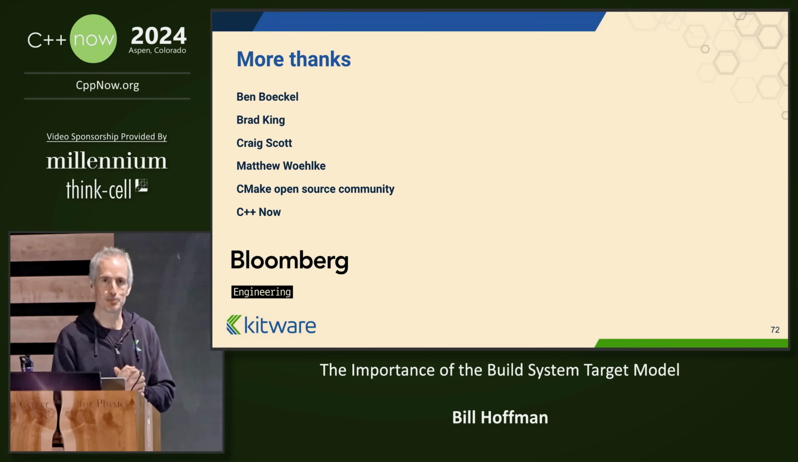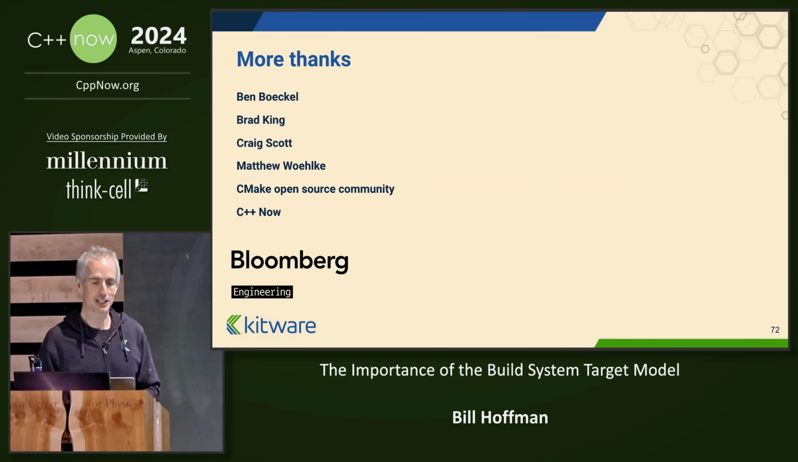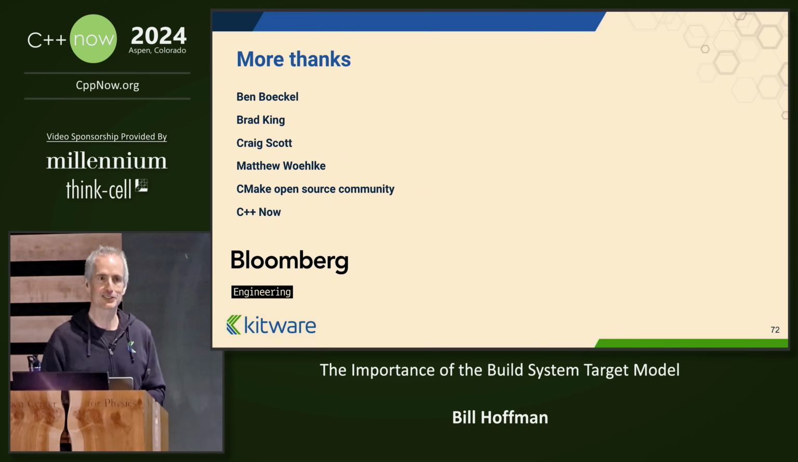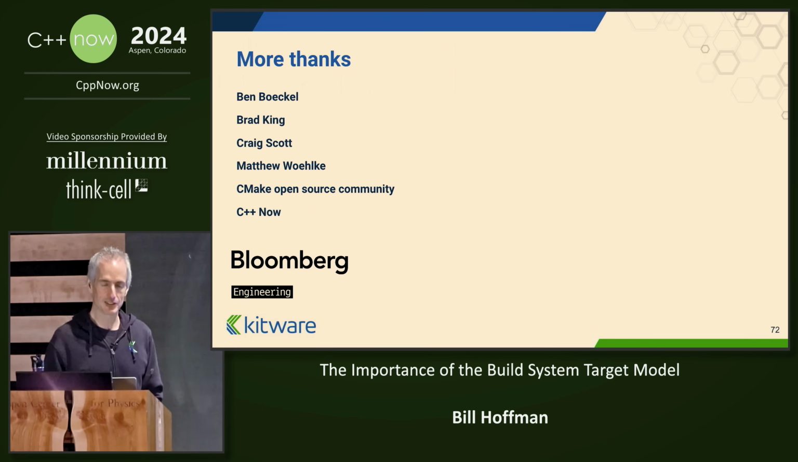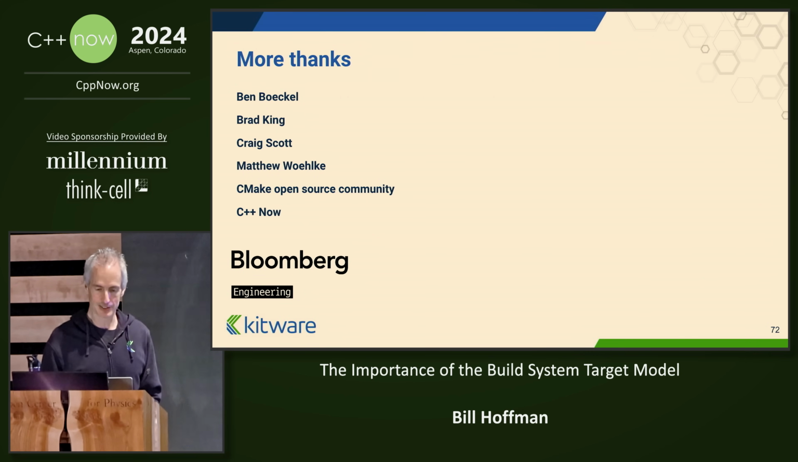And even more thanks: Ben Boeckel, for coming up with the flag soup paper; Brad King, for his tireless maintenance of CMake and making sure that everything makes sense and is very consistent; Craig Scott, for his contributions to the project; Matthew Woehlke, for his work with CPS; the whole CMake open source community; CppNow, where a lot of these conversations have happened; and of course Bloomberg Engineering, who's helping to drive some of these innovations.